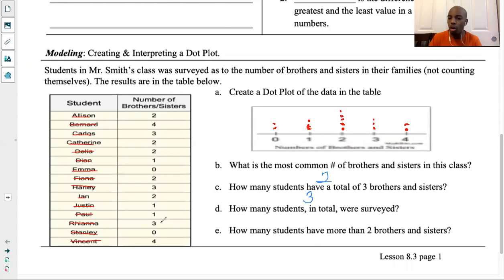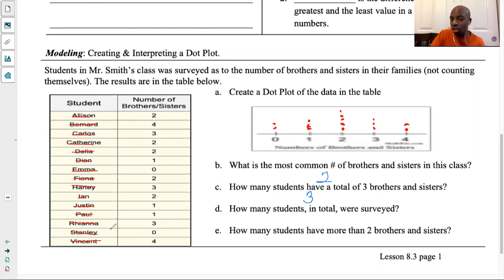How many students in total were surveyed? This is a good question. Now, it's not asking you to add up the total amount of brothers and sisters in the class, but how many students were surveyed? So you could go through the list of students here. You can count them: 1, 2, 3, 4, 5, 6, 7, 8, 9, 10, 11, 12, 13, 14, 15, right?